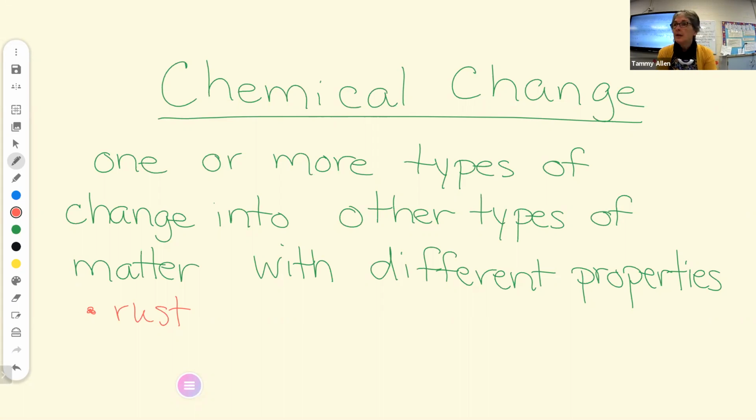How many of you have boiled an egg before? Think about if you had cracked open a raw egg, what it looks like. Now it's boiled, and you crack it open. Does it look the same? No. That is a chemical change that has taken place. Does that make sense?